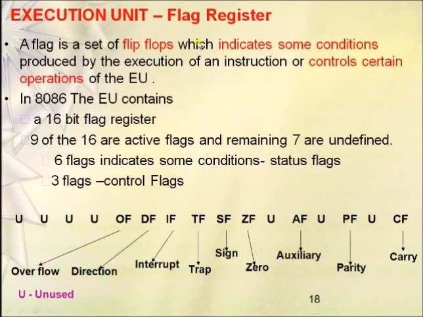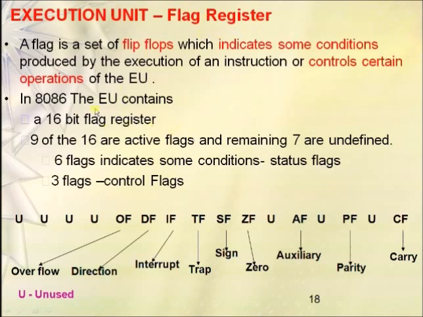Now we have one more block inside that execution unit, that is the flag register. Now the flag register is mainly used for representing the current state of the processor. It will represent the current status of the processor, as well as it is used for controlling the operations of the processor. We can also control some of the operations carried out by the processor.